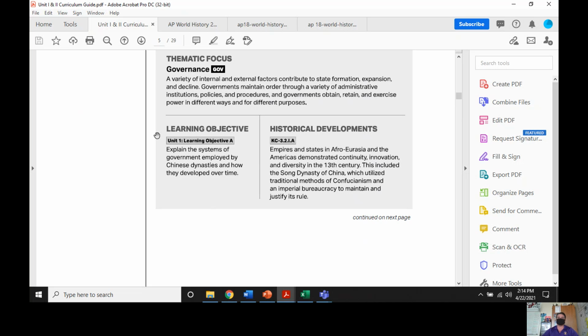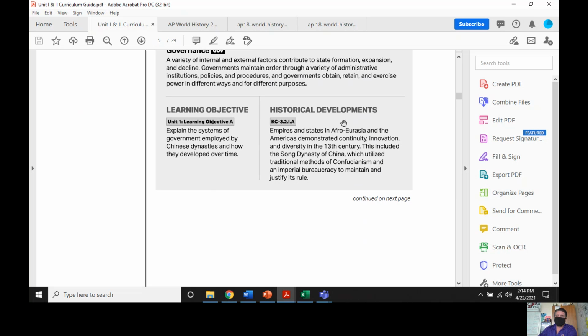So, learning objective, starting in East Asia, we're talking about the Song dynasty. Explain the systems of government employed by Chinese dynasties and how they developed over time. This learning objective, you just have to know how they organized their society, but more importantly, how their government ruled, how it was organized, how they staffed it. Getting a little bit more depth over here in historical developments.